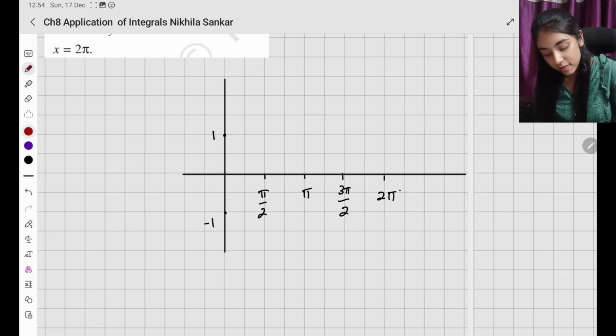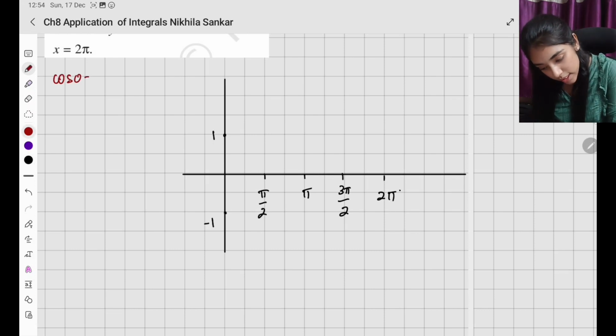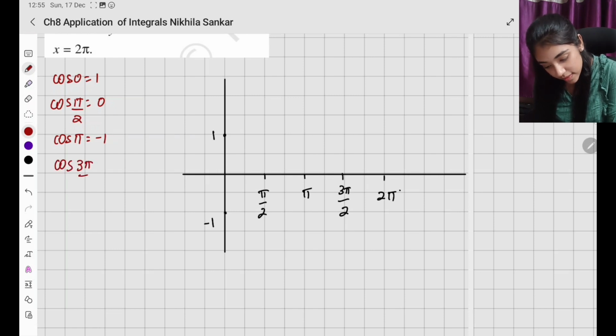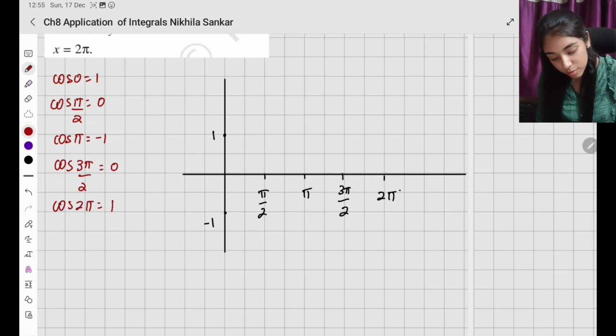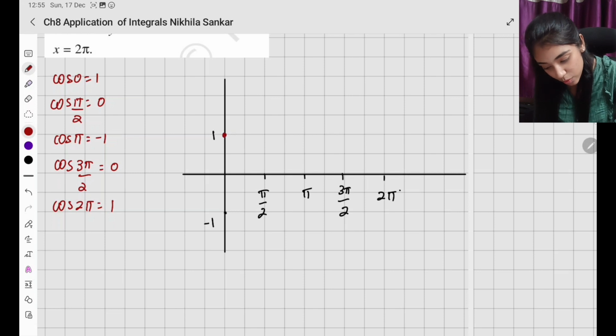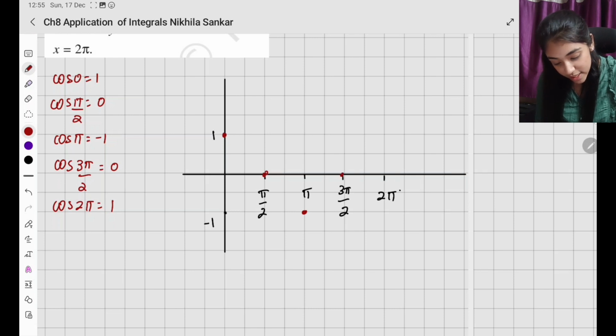Now how does cos travel? Cos 0 is going to be 1 and cos pi by 2 is going to be 0. Cos 180 is going to be minus 1. Again cos 3 pi by 2 is going to be 0 and cos 2 pi is again going to be 1. So now how is my graph going to look? Cos 0 is going to be 1. Cos pi by 2 is 0. Cos pi is again minus 1. So it goes here. Then cos 3 pi by 2 is again a 0 and cos 2 pi is going to be again a 1. So my graph looks something like this.